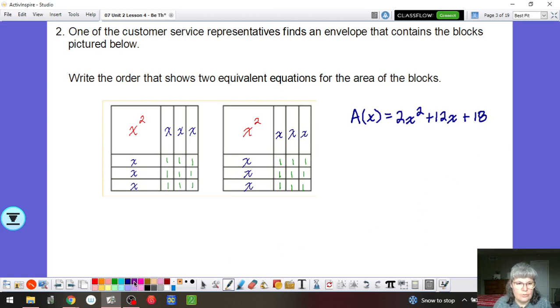We can also write our equation in terms of the dimensions of each side of the block. So we have dimensions of x plus 3 on each side of our block. So we can write A of x equals 2 times x plus 3 squared. And the reason we write it as 2 times is because we have 2 of these blocks.